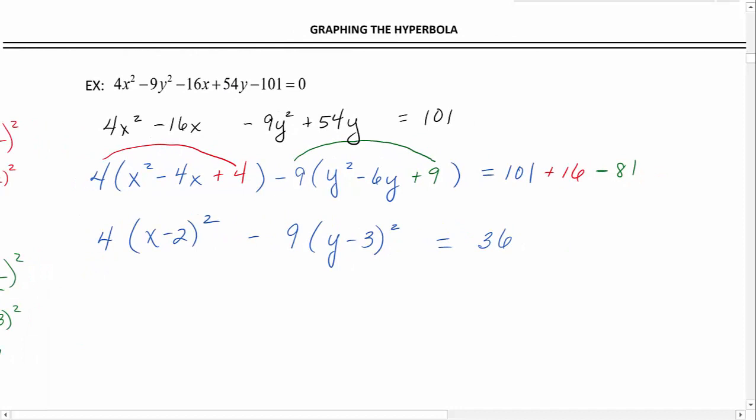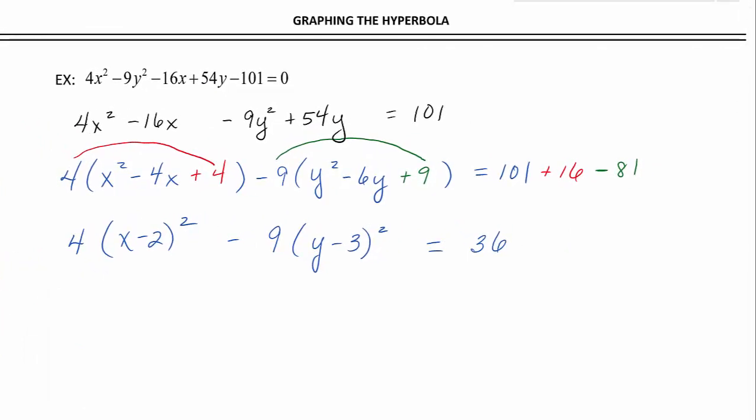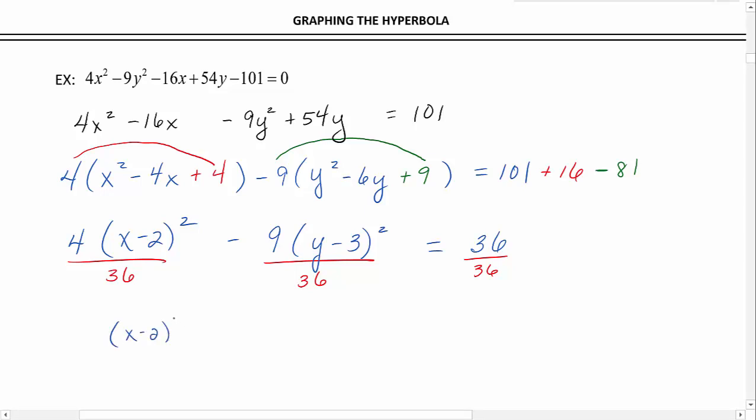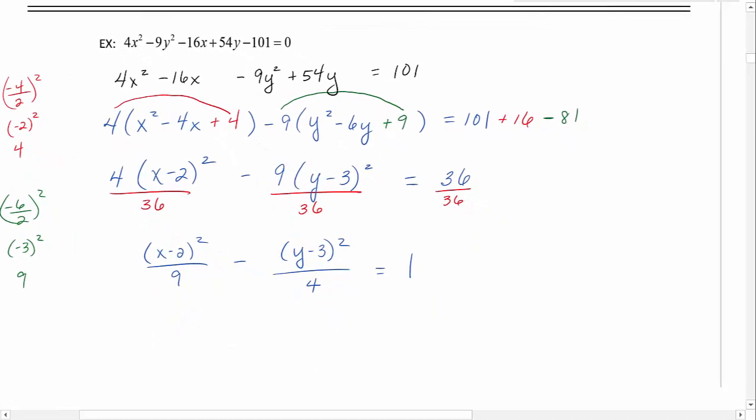The last thing we need to do to transform this to our standard form, remember we need to be equal to 1. So now we'll divide each term by 36 and simplify. We get x minus 2 squared over 9 minus y minus 3 squared over 4 equals 1. Now that we've transformed it into standard form, we can graph it.